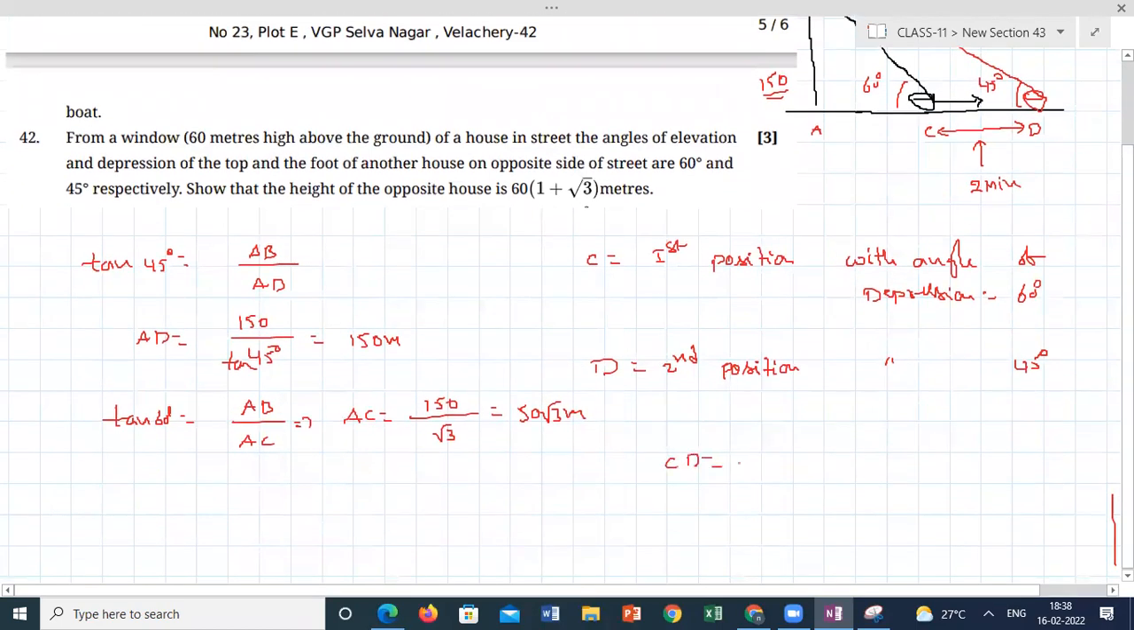CD is nothing but AD minus AC. What is the AD value? 150. The AC value is 50 root 3. Agree, students? Is it clear what I'm doing here? Yes, sir. So this is the distance traveled in 2 minutes.